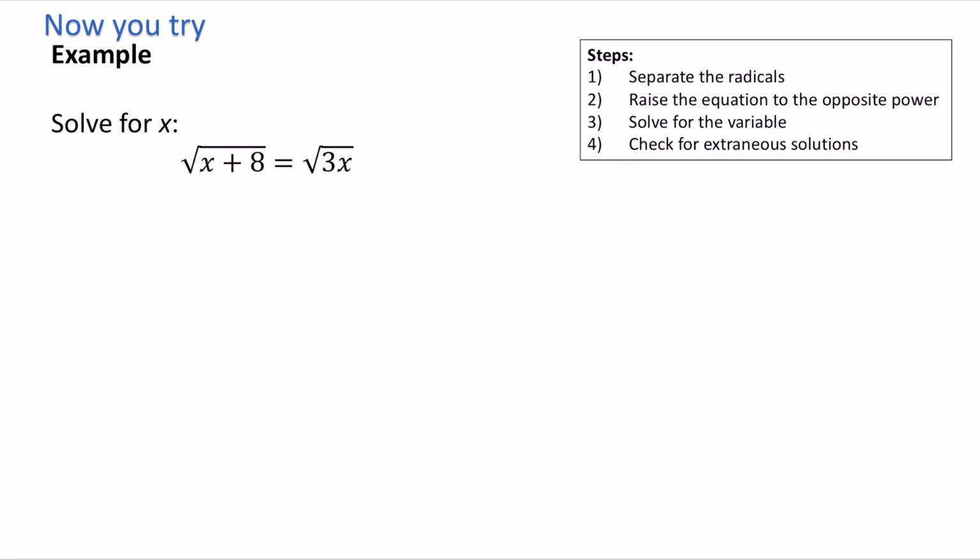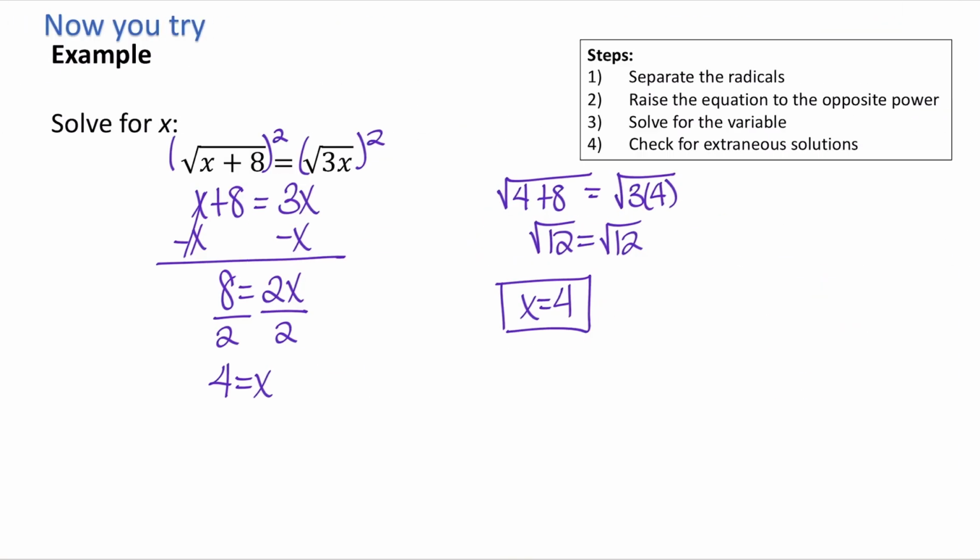So now you can go ahead and pause the video and try this example on your own. So in this example, the radicals are already separated, so we're going to square both sides and then solve for x. When you solve for x and get the value of x equals 4, you'll see that plugging it back in does in fact make the equation true.